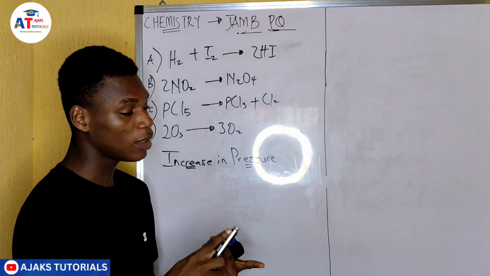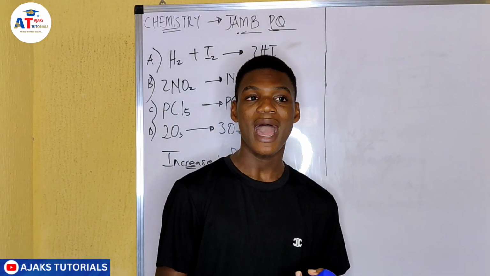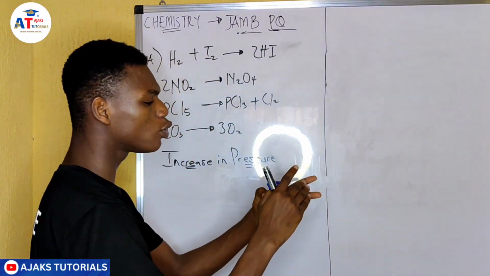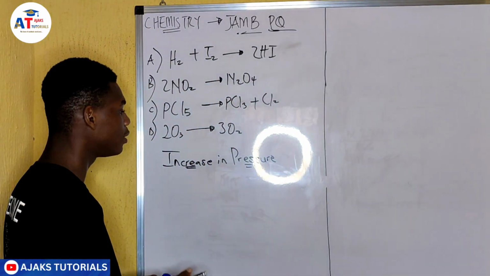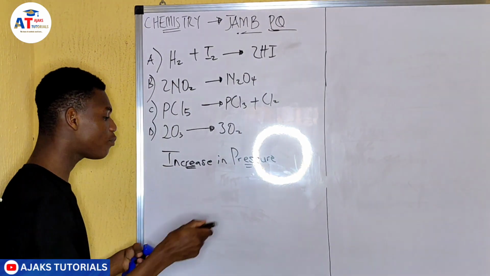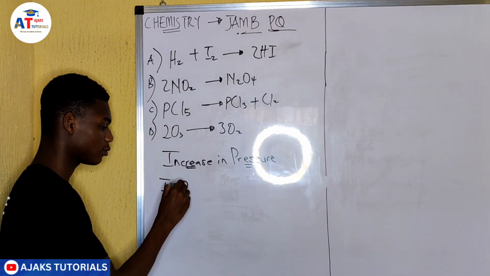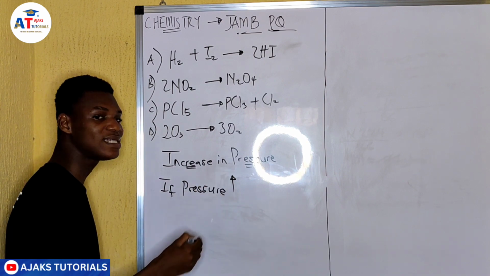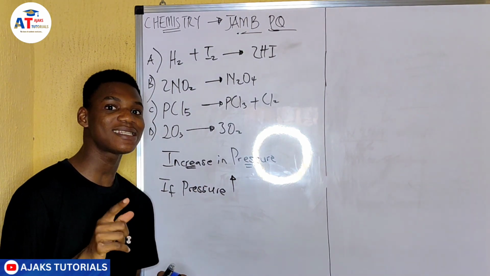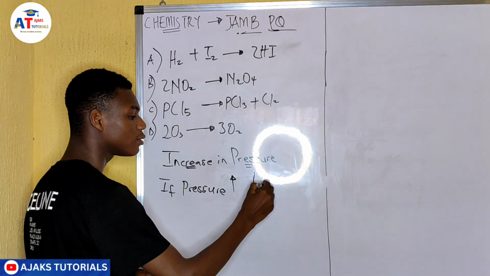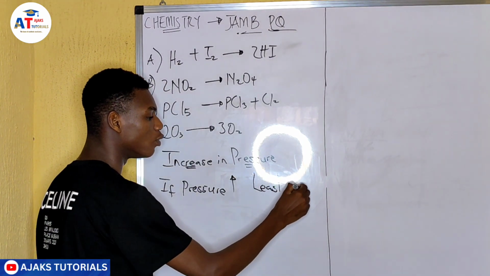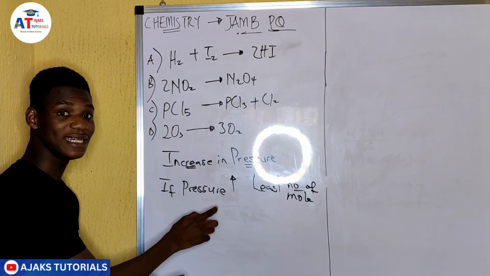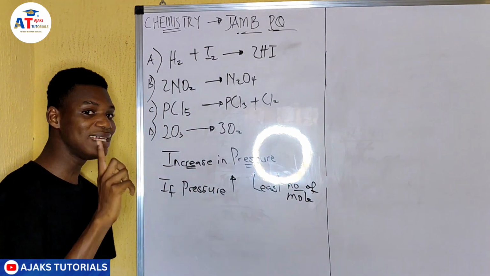So the principle talks about temperature, pressure, and concentration. Do we understand? So let's quickly go to pressure. Now, for pressure, if pressure is increased in a system, it will favor the side with the least number of moles. I go again. If pressure is increased, it will favor the side with the least number of moles.